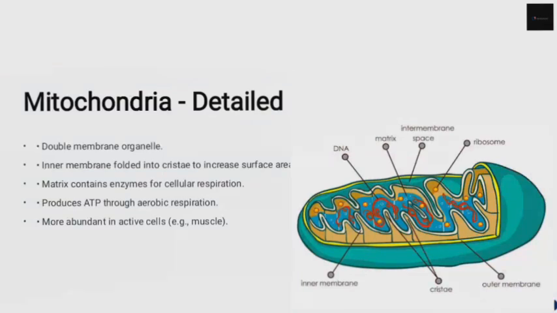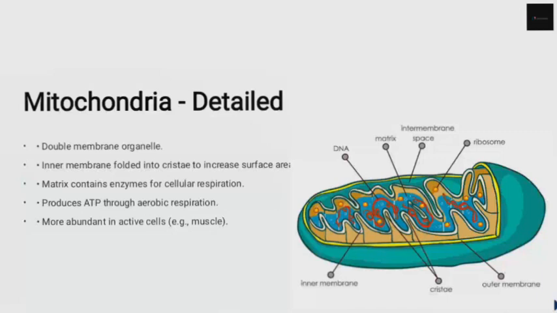So the mitochondria has what? A double membrane. It is a double membrane organelle with the inner membrane folding into what is called cristae, and then the outer membrane. Now, the purpose of the cristae is to increase what? The surface area. Now, the matrix, the inner part of the mitochondria, contains enzymes for cellular respiration. Cellular respiration is what? Production of ATP.